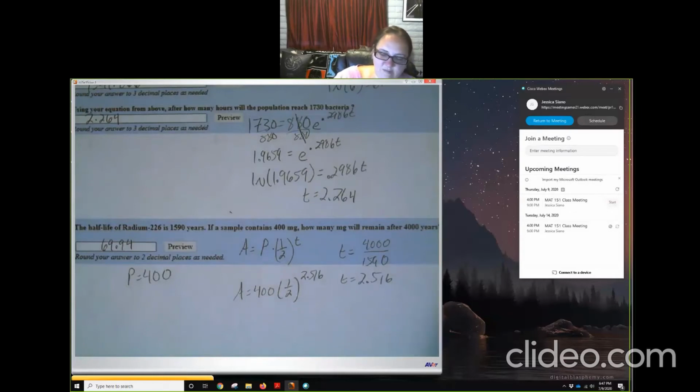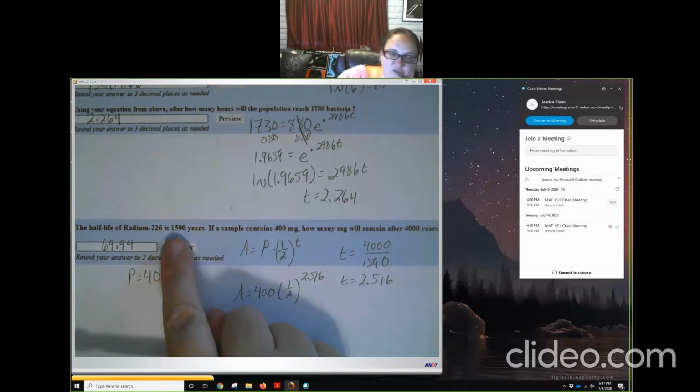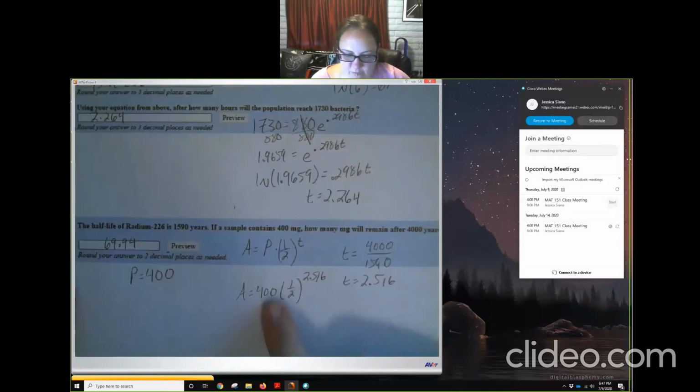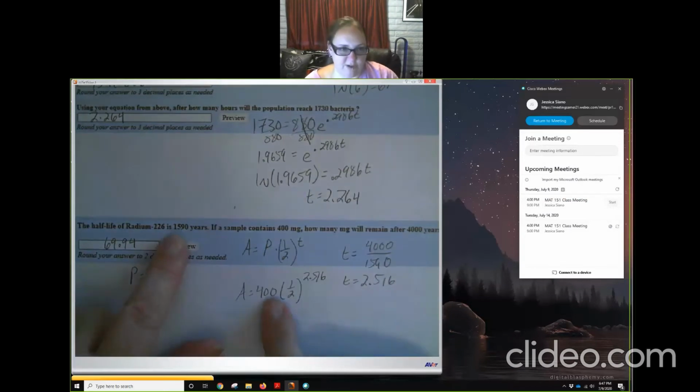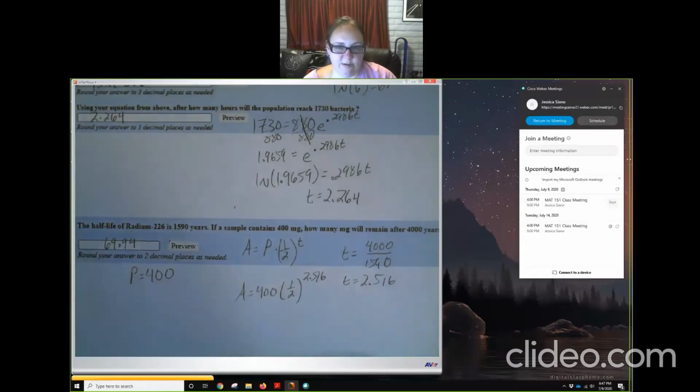So that half-life means how long it takes for you to have only half a sample left. So meaning if we started with 400 milligrams, then after 1,590 years, you would have 200 milligrams. And after another 1,590 years, you would only have 100 milligrams. So I hope that makes sense.